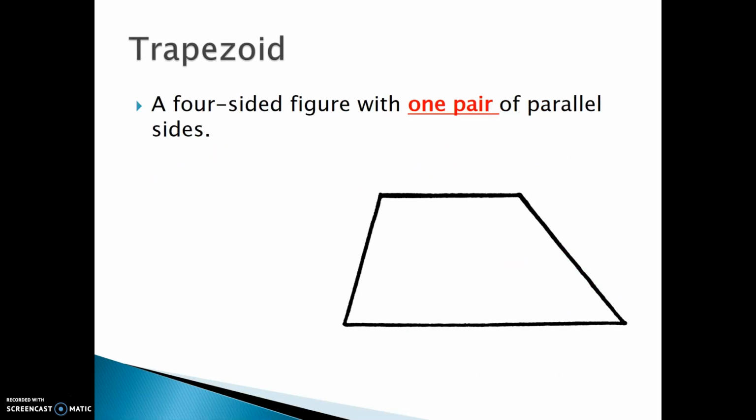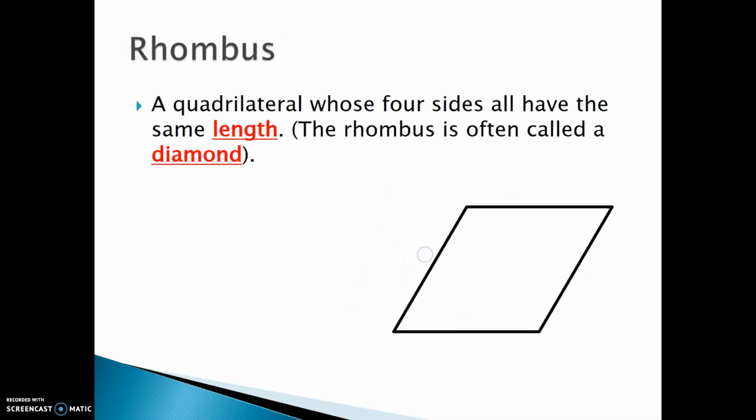Trapezoids. Trapezoids are 4-sided figures with 1 pair of parallel sides. So you've got this side right here is parallel to that side. Or it could be these 2 sides, but in this trapezoid, it's the top and bottom. A rhombus is a quadrilateral whose 4 sides all have the same length. The rhombus is often called a diamond.